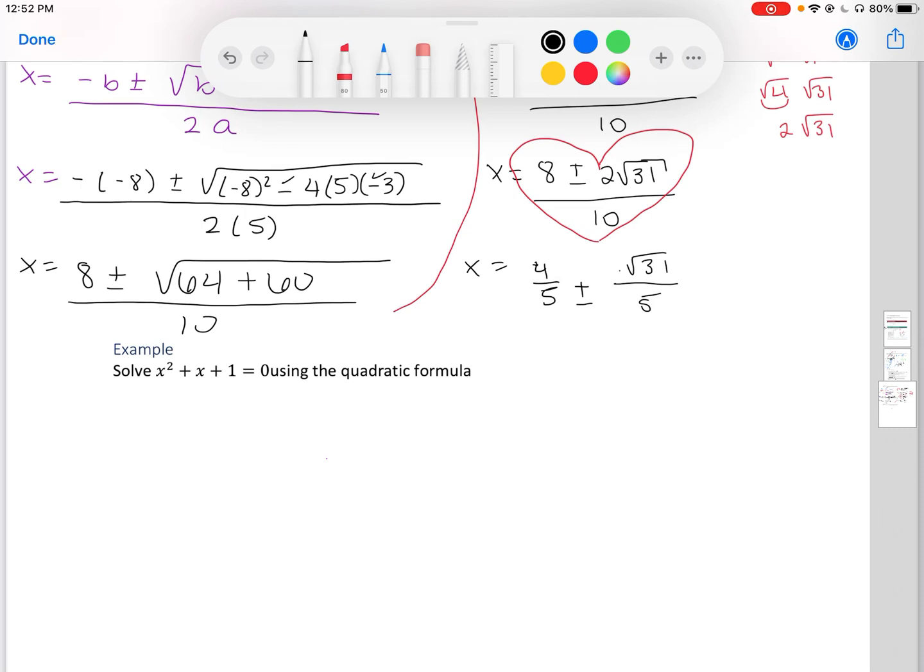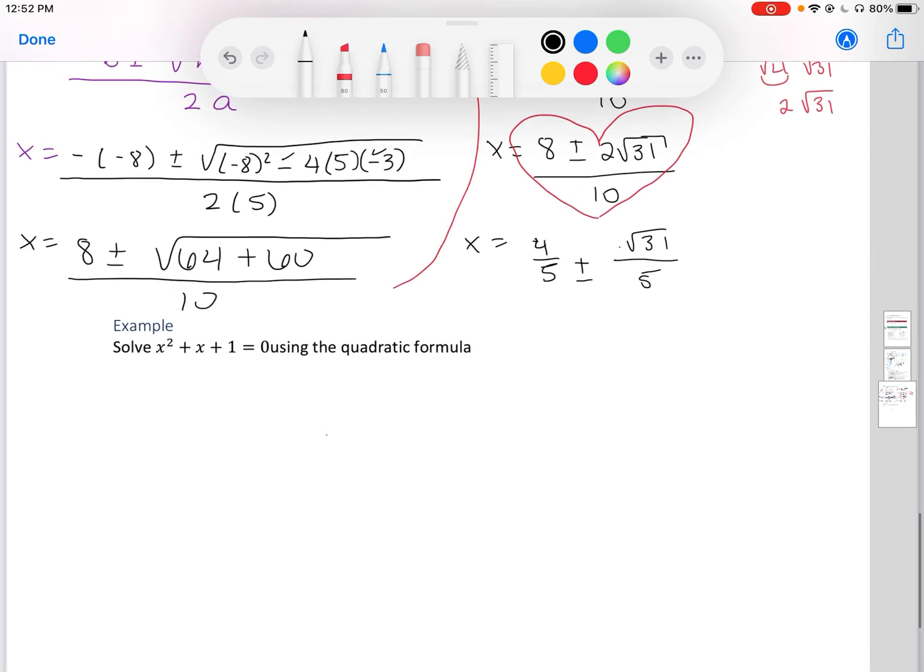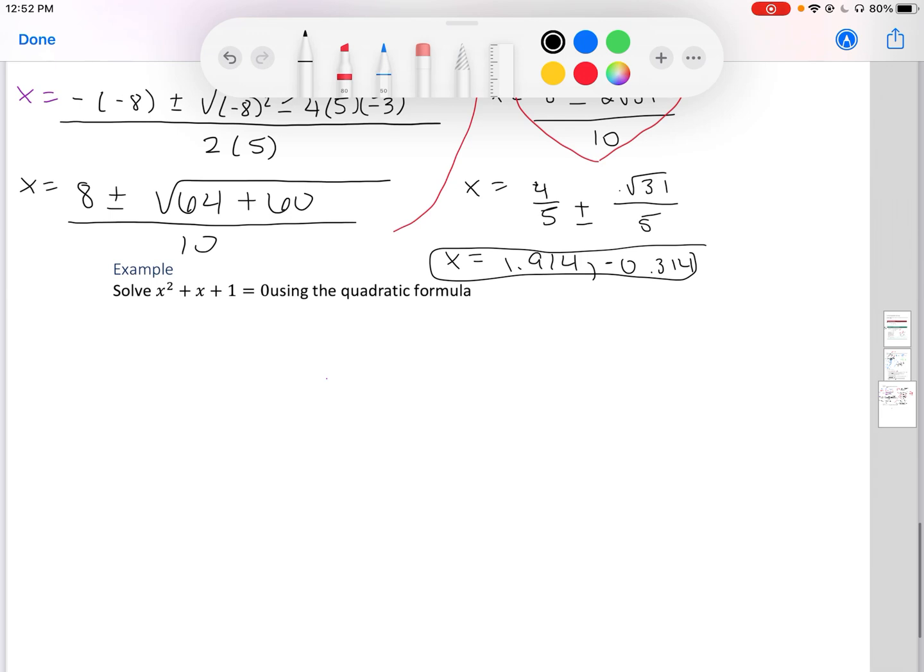You could have also thought about it as factoring the numerator and the denominator by a 2, by a greatest common factor. Alright, practice punching this in your calculator. You should get an answer of, so for the positive, we get 1.914, and for the negative, we get negative 0.314. Alright, let's go on to the next one.